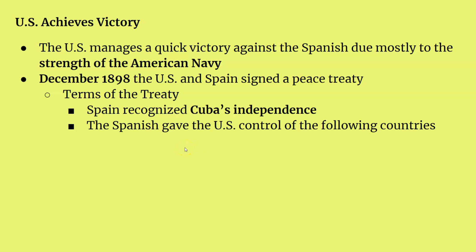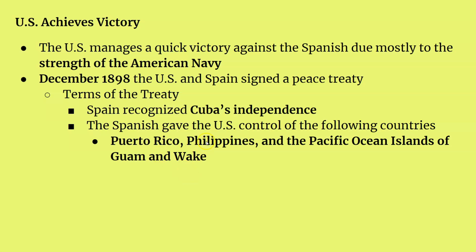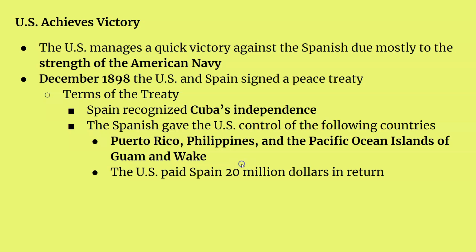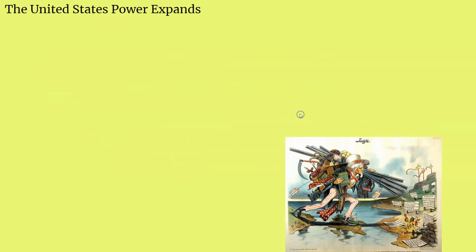Cubans are allowed to rule themselves. The Spanish also gave the U.S. control of Puerto Rico, which is in the Caribbean, the Philippines, like we talked about before, and some islands in the Pacific Ocean, Guam and Wake. So the U.S. still has Puerto Rico in control and Guam in control. They are U.S. territories. And then in return, the U.S. paid only $20 million. So that was kind of the treaty.